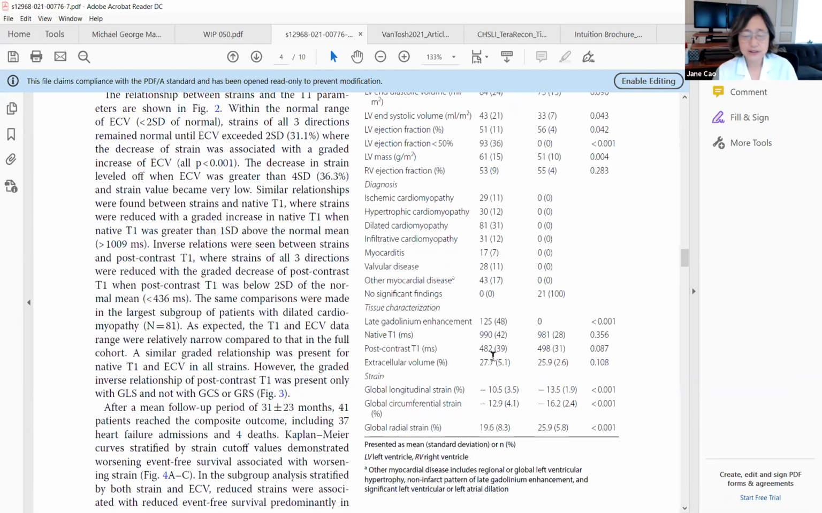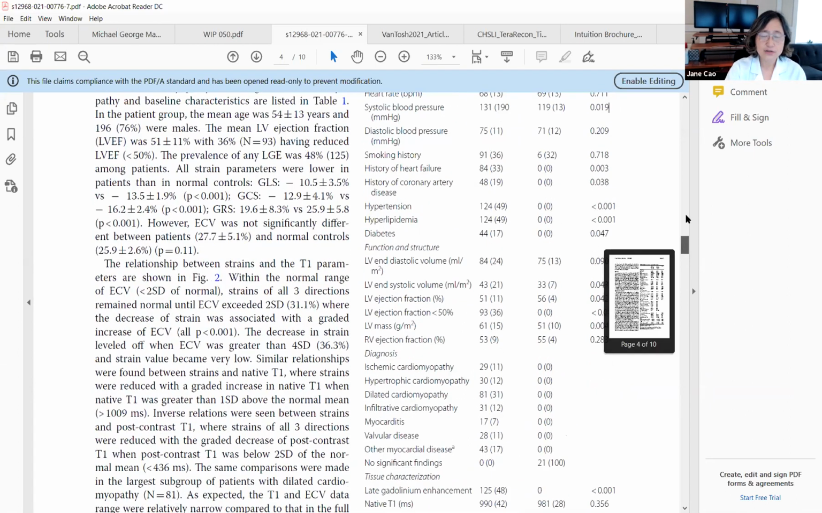On average, all 3 strain parameters were reduced in patients compared with controls. Interestingly, the T1 parameters on average, whether it's ECV, native T1, or post-contrast T1, were not significantly different from the controls, as we see here.